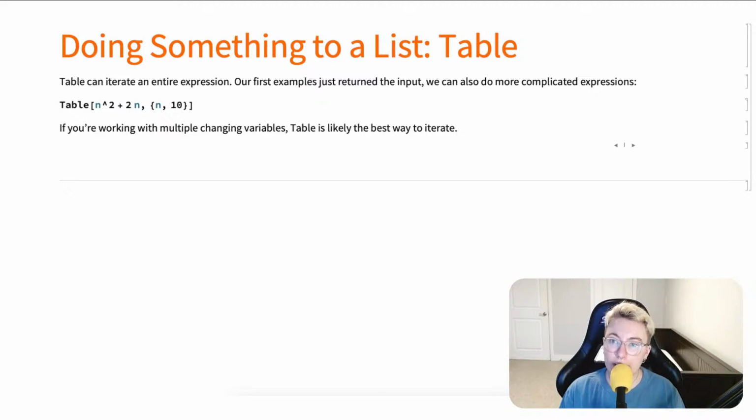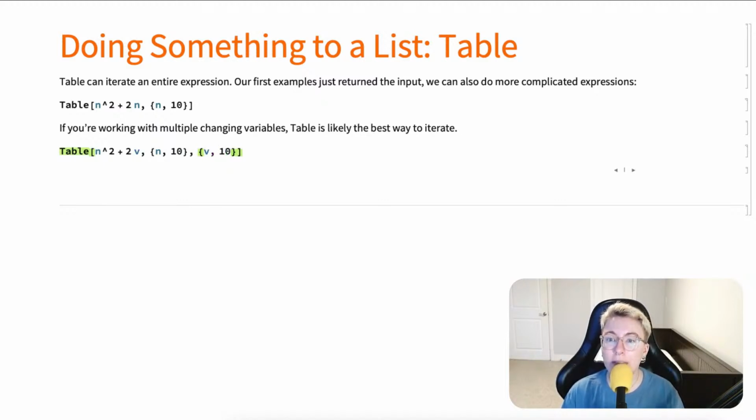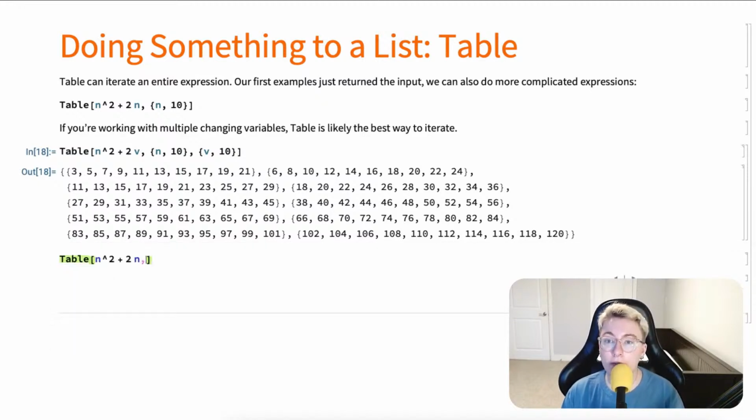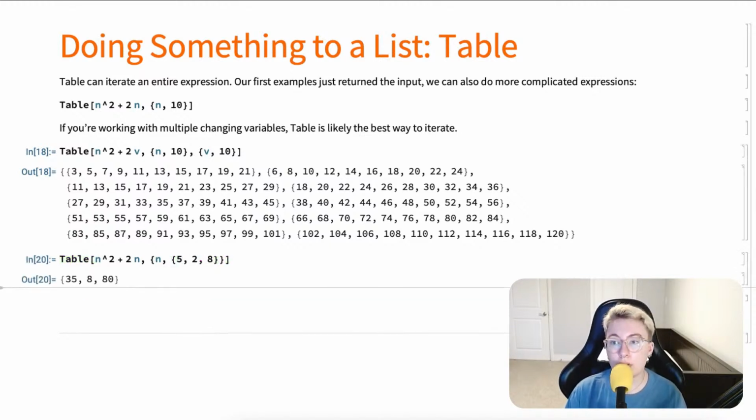We've gone over how to create a list and how to make visuals from a list. What if we have some function, some operation we want to do to every item in a list? One option is to use table. Table can iterate an entire expression, so as I discussed earlier, we can use table to do more complicated expressions with a changing variable. We can also use table with multiple variables by adding a third argument with additional variable specifications. And if you do have multiple changing variables, table is likely the best way to iterate on an expression. As with earlier, if we're working with a list of items, we can iterate through that list by changing our variable specification from those changing numbers to that list.